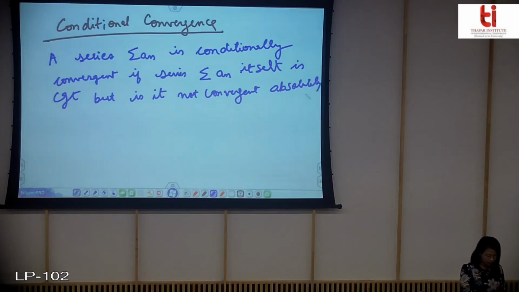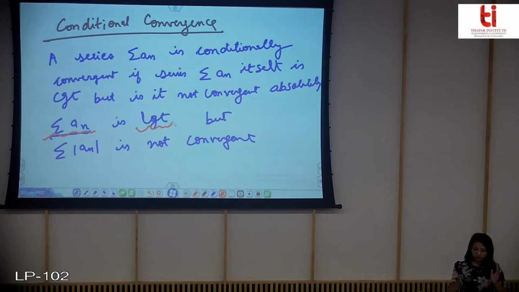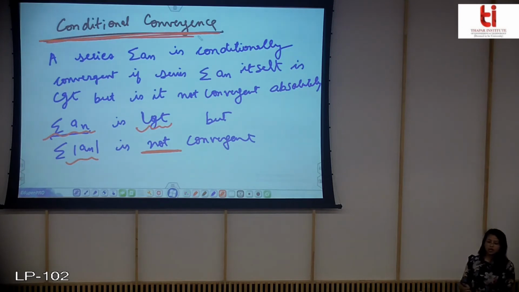Now what does this mean? This means that you have summation of an is convergent, but summation of mod an is not convergent. That is, if you consider the alternating series, that comes out to be convergent, but when you take the mod, that is, you make all the terms positive, it becomes divergent. Then you call those types of series conditionally convergent series.